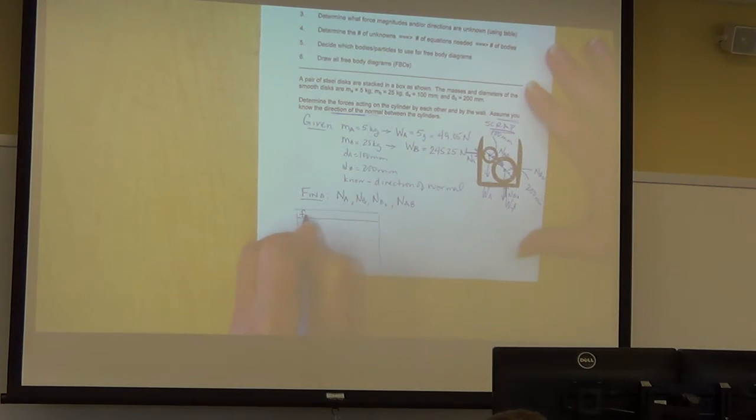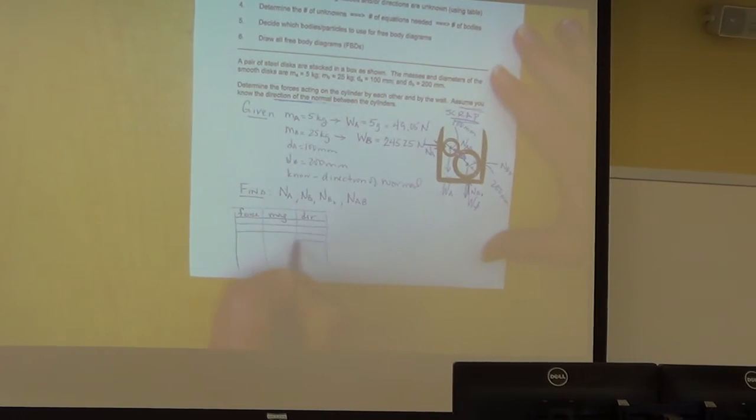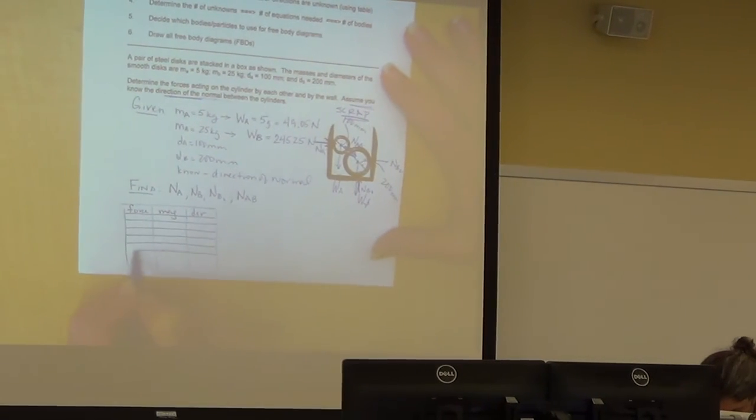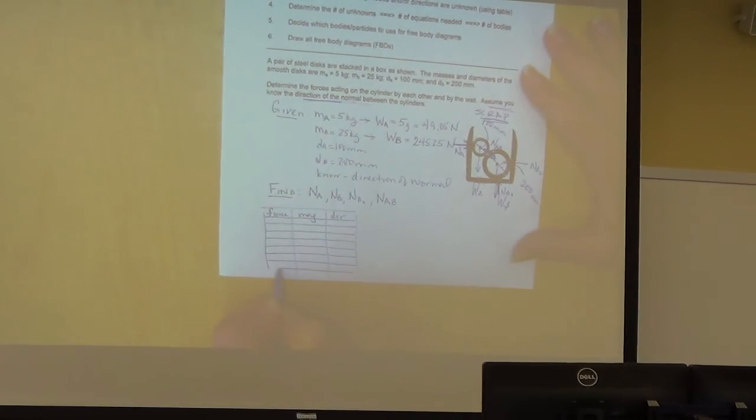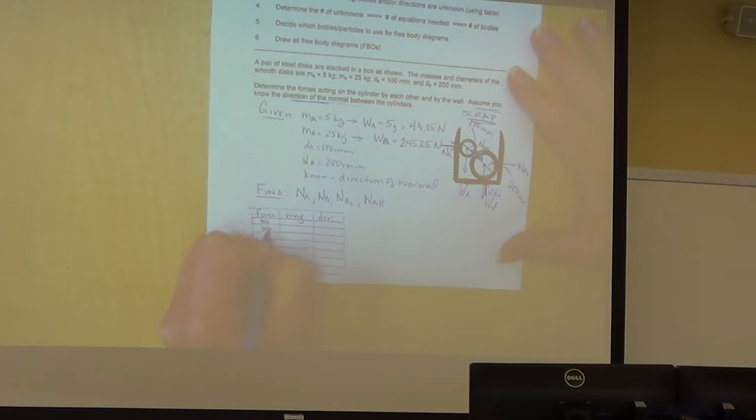Okay, so let's do our table now. I'm going to write it small so I can fit it. Force, magnitude, direction. Brandon, what should I put in here? For forces, you have WA, WB, so weight A, weight B, and then all the normals: normal A, normal B1, normal B2, and normal AB. And what about magnitude? We know the weights. Do we know any of these? The normals, no, we don't know any of the magnitudes of those.